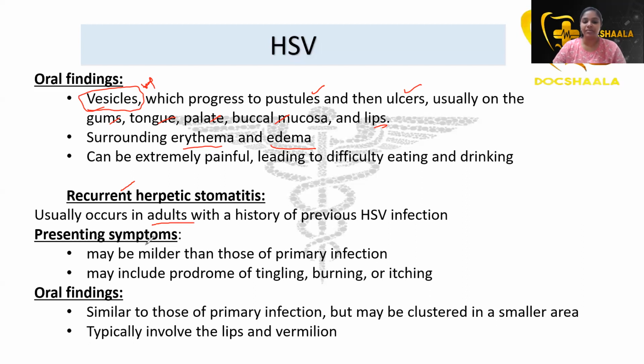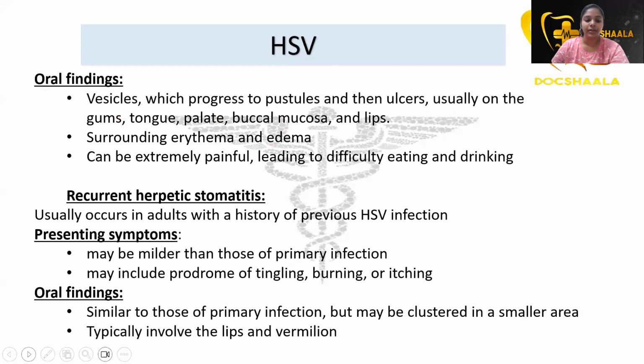The presenting symptoms may be milder than those of the primary infection and may include tingling, burning, or itching. Okay, then oral findings will be similar to that of the primary infection, but may be clustered in a smaller area and typically involve the lips and vermilion border. So the vermilion border is typically involved in recurrent herpetic stomatitis, right?